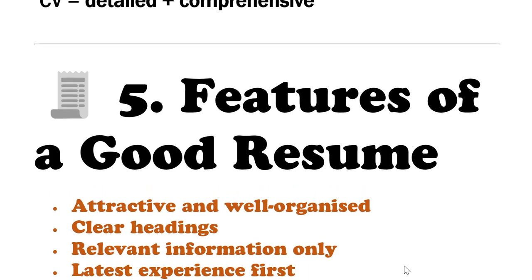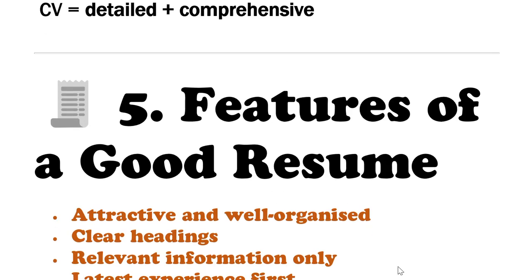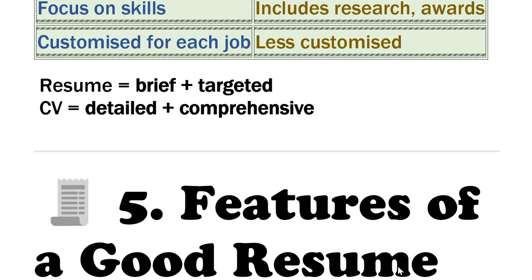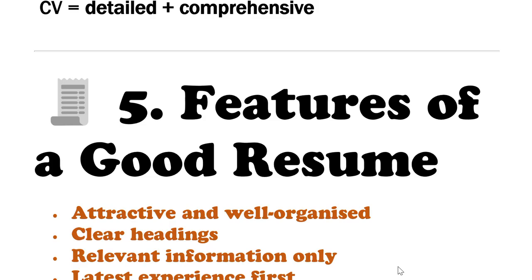Now let us look through the features of a good resume. A good resume should be attractive and well organized. That is the first and most important thing that we have to remember. A good resume should be attractive and well organized. And it should have a clear heading.